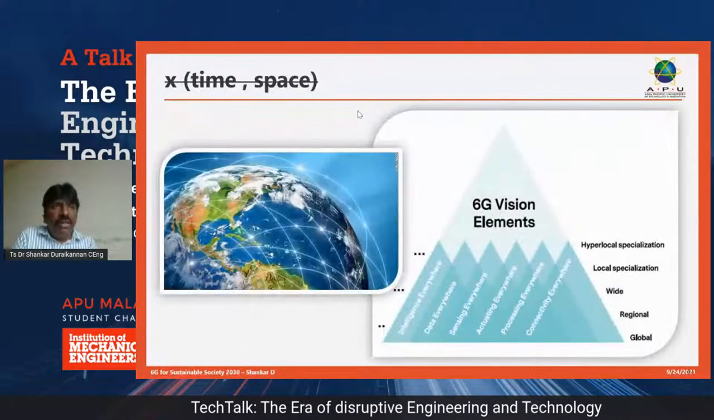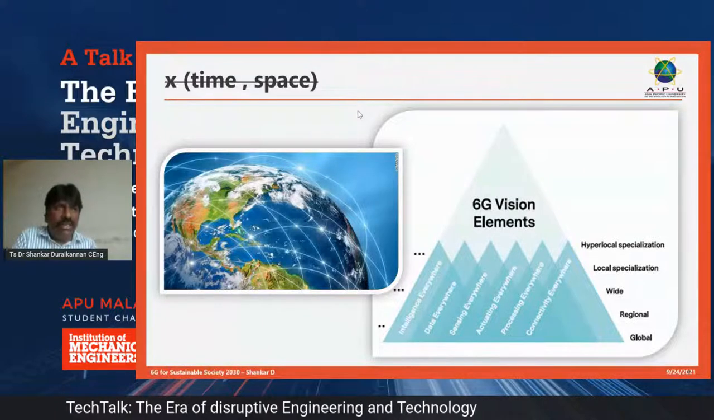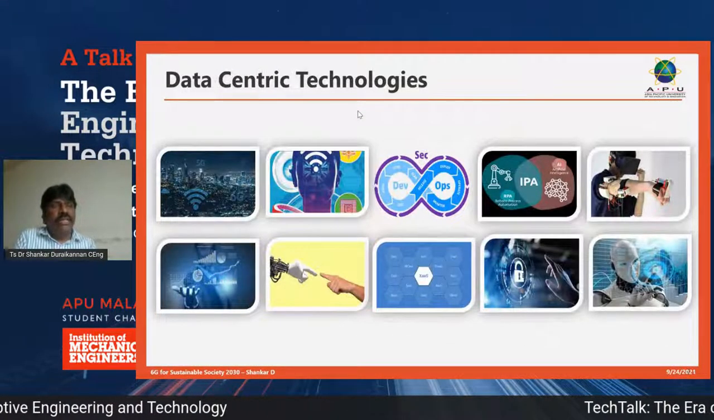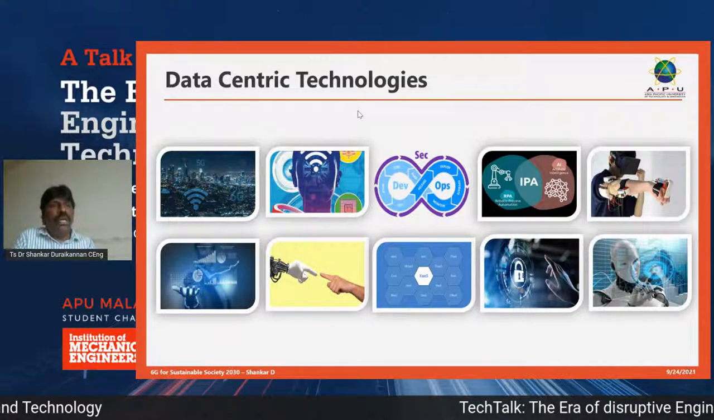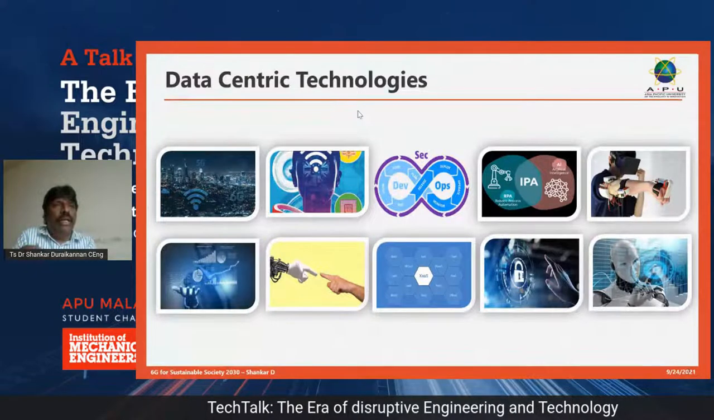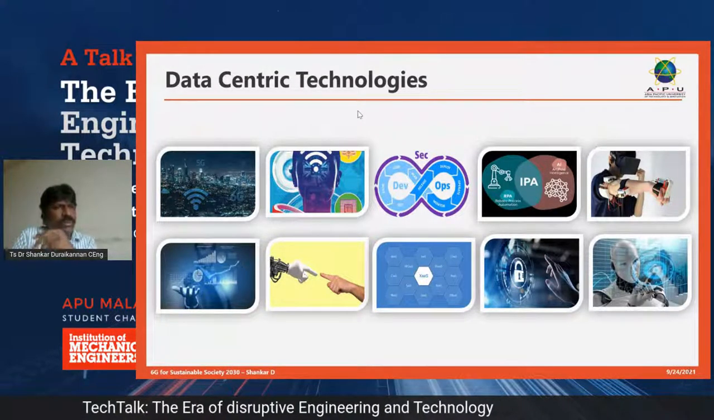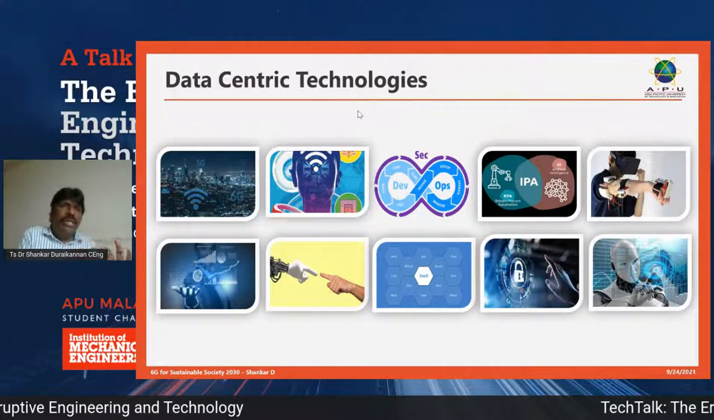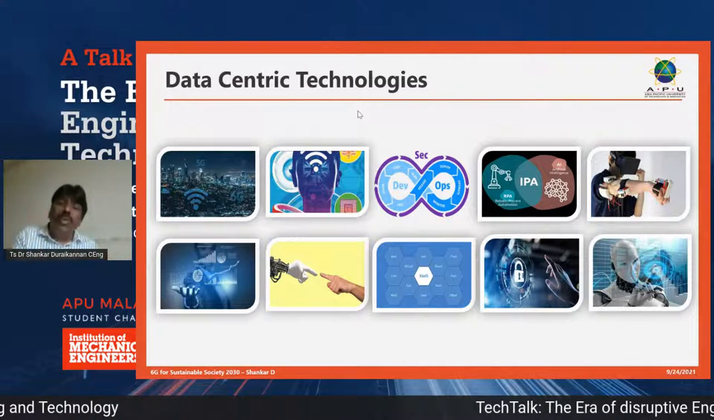Everything is a function. Whatever we talk about, signal processing is a function. Sensing is a function. Actuating is a function. And fundamentally, processing is a function. So every function which can be virtualized should be virtualized.